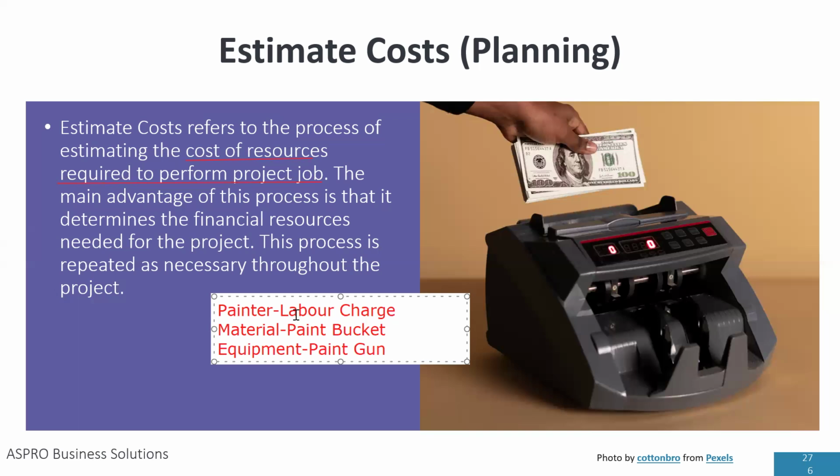So if you ask someone, what's the cost of painting? They're going to calculate the labor charge, the number of paint buckets, and the renting of paint gun to determine the cost of the activity. What I'm trying to say is that the resources assigned to an activity is one of the primary ways of determining the cost of the activity. And that's what we're saying.